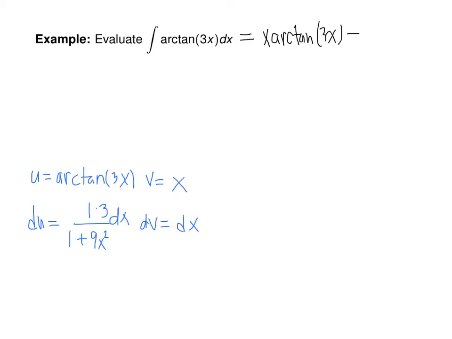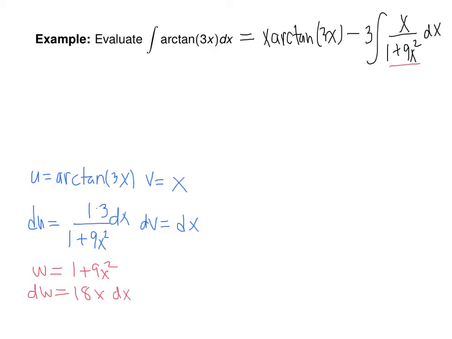minus 3 times the integral of x over 1 plus 9x squared dx. And now we'll do a substitution for the 1 plus 9x squared, and let's just use a different variable like w. w equals 1 plus 9x squared. dw is 18x dx, and I just have x dx, so we'll say 1/18 dw.